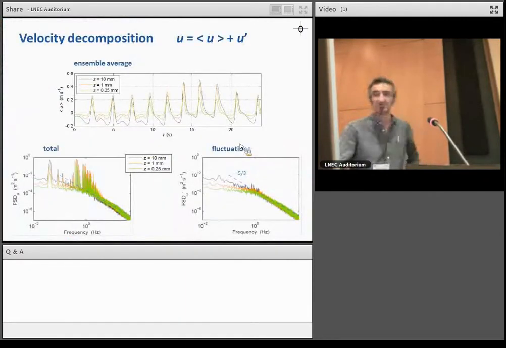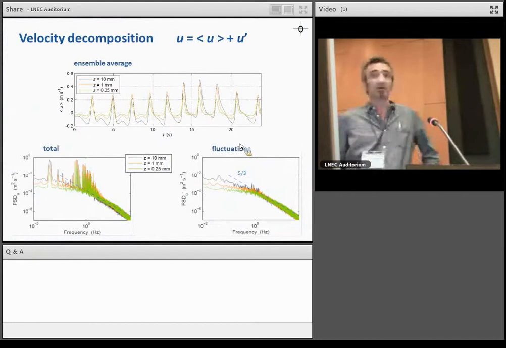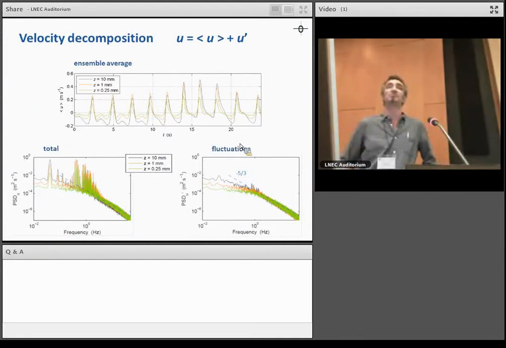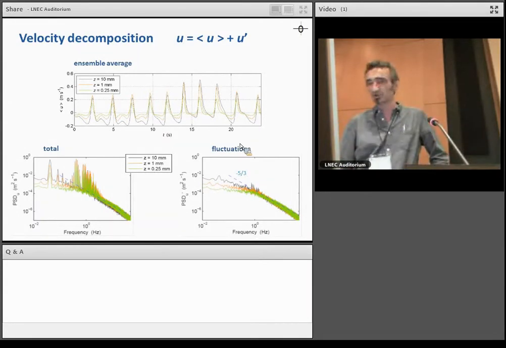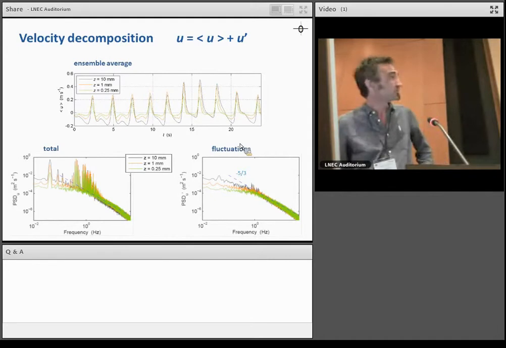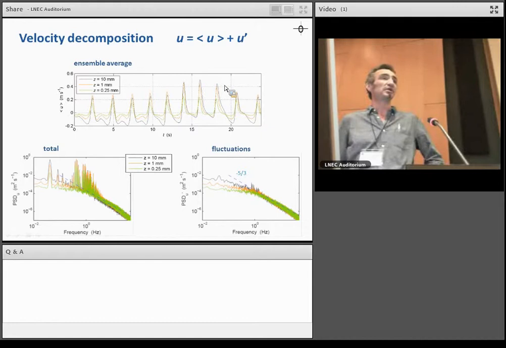That's going down into the boundary layer, that's the green signal, that is 250 microns above the bed, that's the green line. The signal is a lot more peaky and a lot less asymmetric. On the bottom left, that's the total spectrum. Here you can recognize that we have many peaks corresponding to the different harmonics of the signal.